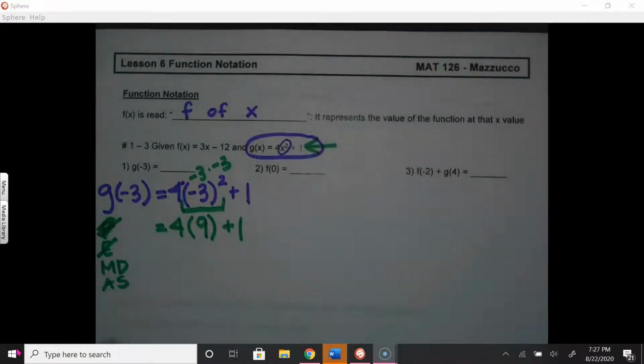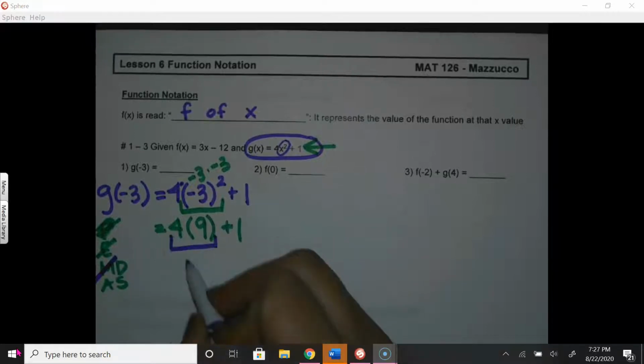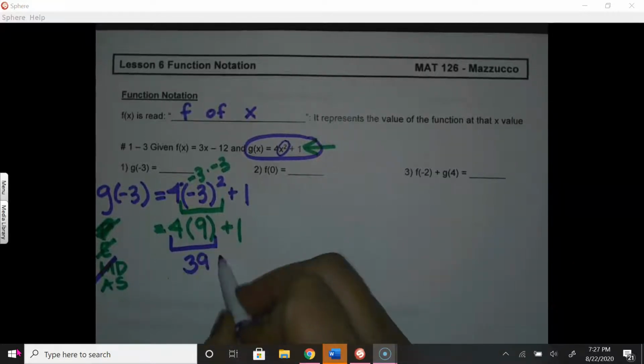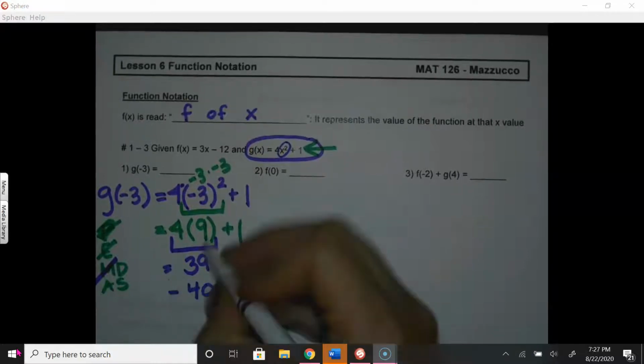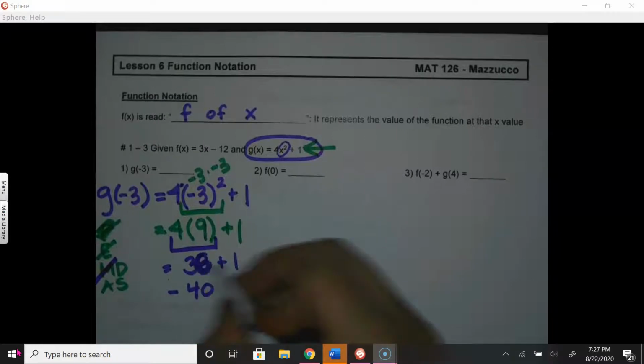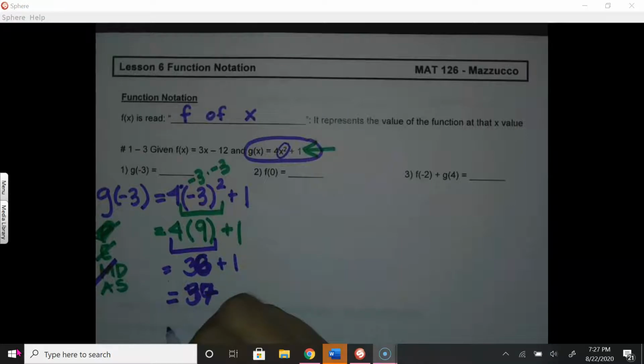Okay, so then after exponent is multiplication and division from left to right. So 4 times 9 is 36, plus 1 is... oops, 36 plus 1 is 37. Okay, so we get 37 for our answer.